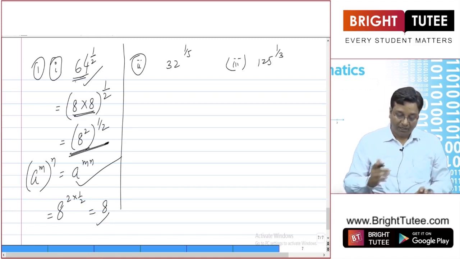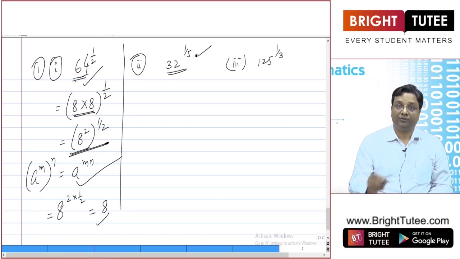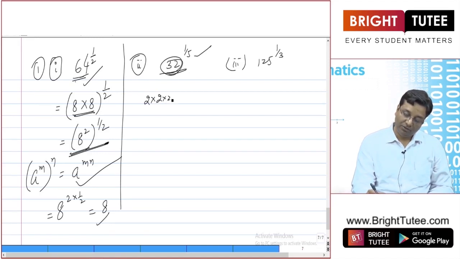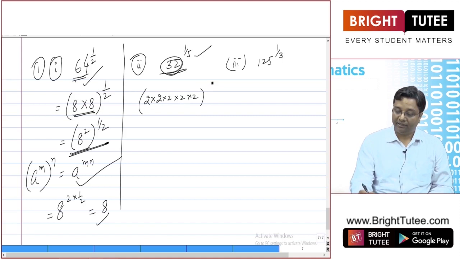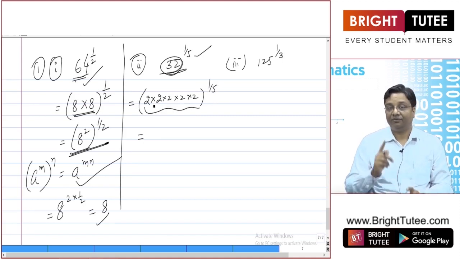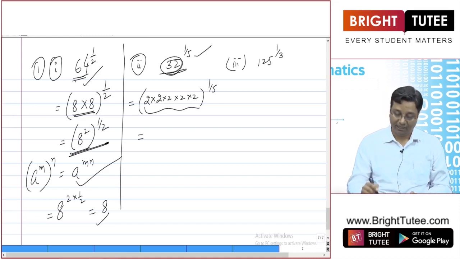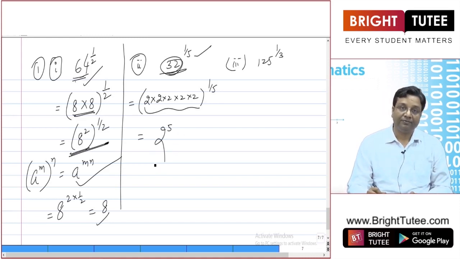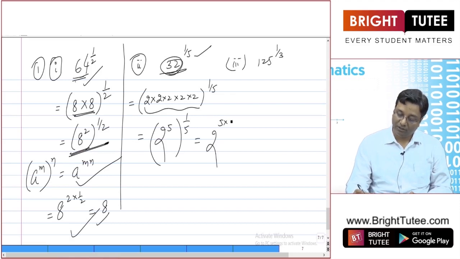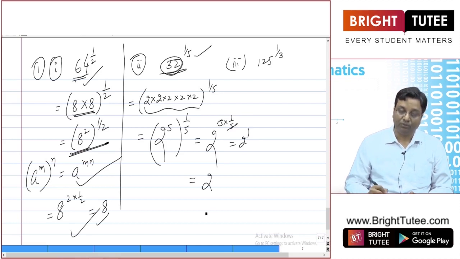So 64 raised to 1 by 2 can be written as 8, or you can simply understand that it is a square root. Okay. Now this is the fifth root of 32. So how do I deal with it? I can break 32 into its factors like this. I can write it as 2 into 2 into 2 into 2 into 2, and it is raised to 1 by 5, right? 2 is written 5 times in this multiplication, so you can write it as 2 raised to power 5, and it is raised to 1 by 5. So using the same law, you can write 2 raised to power 5 into 1 by 5, that is 2 raised to power 1, or you can write it as 2.